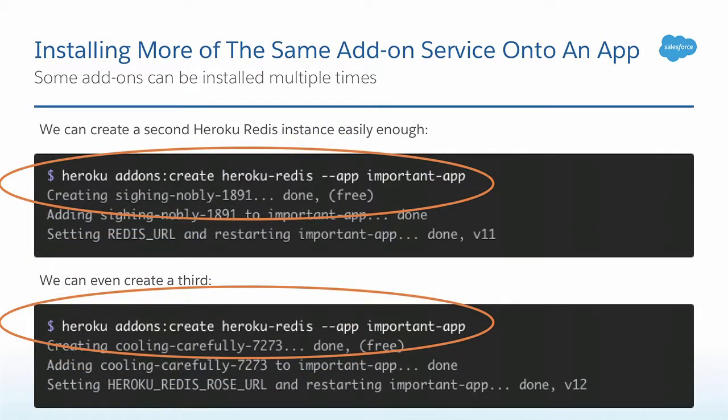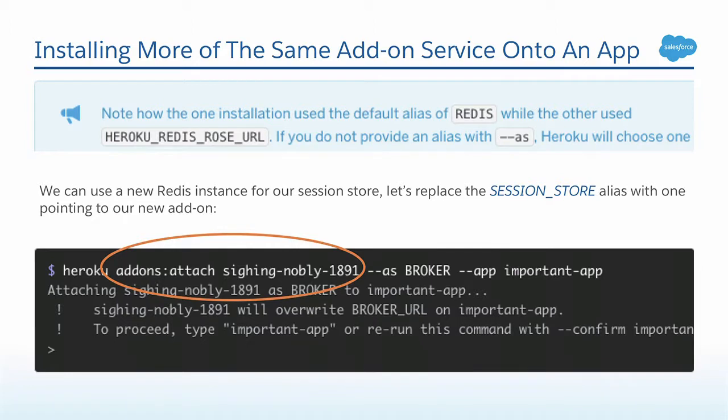Most add-ons are designed to be installed just once on any given application, but some add-ons can be installed multiple times. For example, suppose we want to have our task broker and our session store backed by different instances of Redis. We might want to do this for a number of reasons, such as limiting what data is accessible when we share an add-on. As you can see in the example, we can create a second or even third instance of a Heroku Redis add-on. By using the heroku addons:attach command, we can replace the session store alias with one pointed to our new add-on.